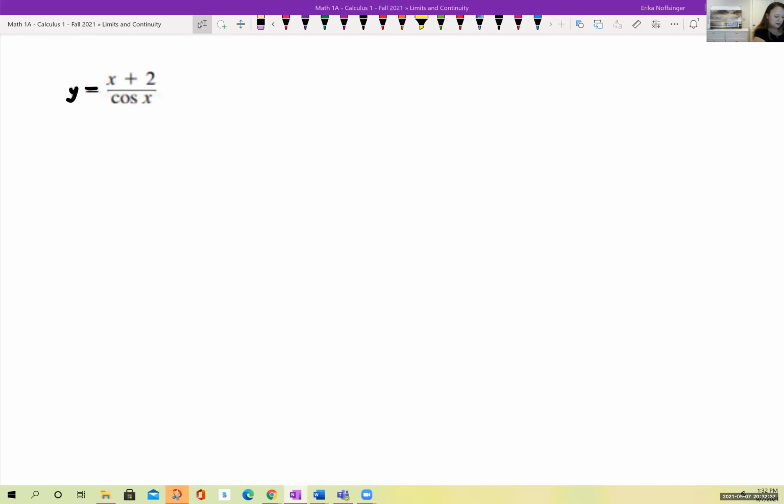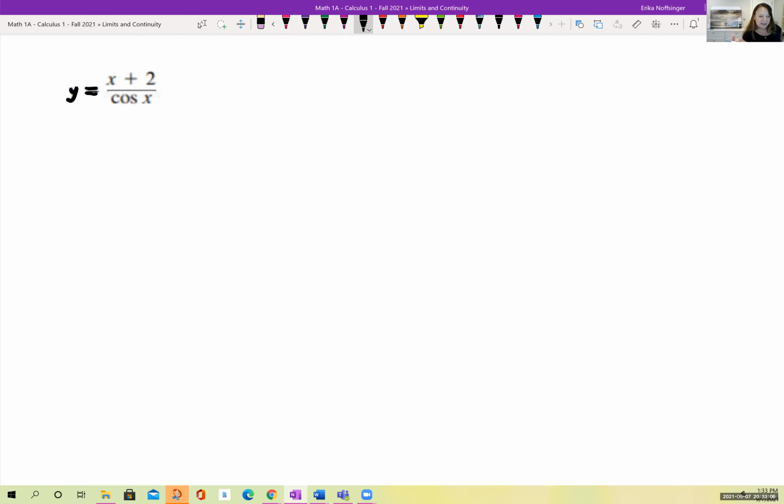So again, we want to look at this example. We have y equals (x plus 2) all over cosine of x, and we want to find where this is continuous. Well, I know my numerator, x plus 2, is a line, and if I graph that, it's continuous everywhere. My denominator, cosine of x, is a trigonometric function, and that is also continuous everywhere.